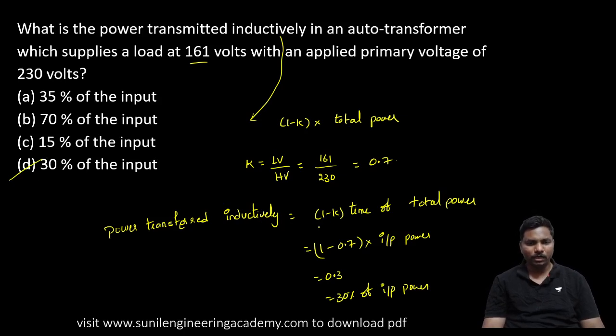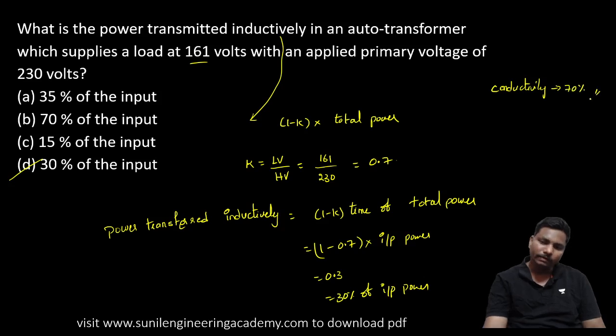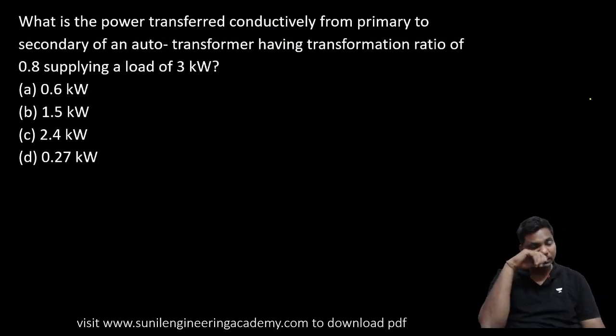If you know the formula, then you can easily get it. If it is 30% remaining, that is nothing but inductive. So conductively it is 70%. Okay. Coming to the next question.